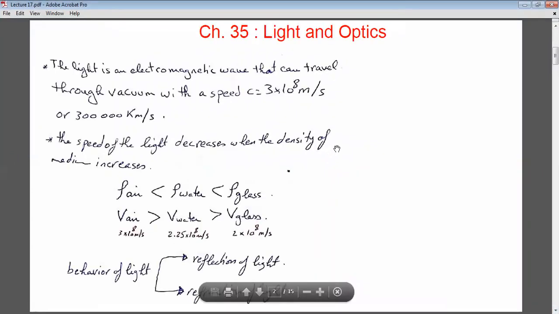Light is an electromagnetic wave, so it's a wave that can travel through vacuum with a speed c equal to 3 times 10 power 8 meters per second. The speed of light decreases when the density of the medium increases. So for example, the density of air is less than the density of water, which is less than the density of glass, which implies the velocity in air is larger than the velocity in water, and it's larger than the velocity in glass. So it's 3 times 10 power 8 in air, 2.25 times 10 power 8 in water, and 2 times 10 power 8 in glass. Light can undergo either reflection or refraction.